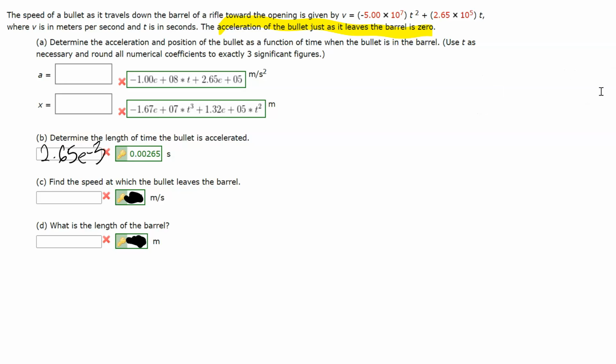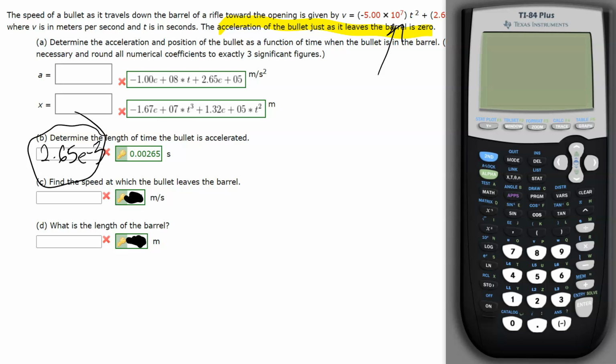Find the speed at which the bullet leaves the barrel. So what we're going to do is take this number right there and plug it into our velocity equation. Let's go ahead and do that. It's going to be 2.65e-3. That's going to be our time. And we're going to plug it straight into that equation up there. So square that, then multiply by -5e7.